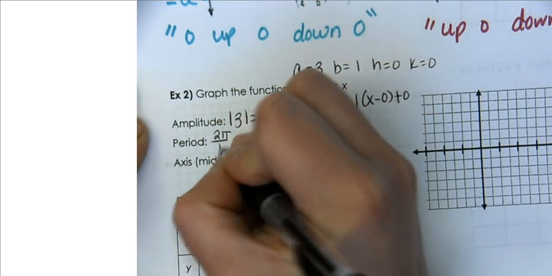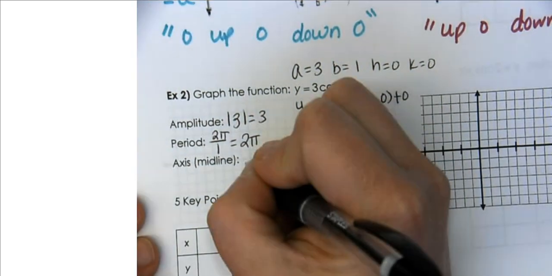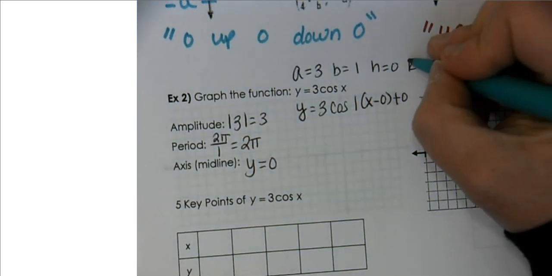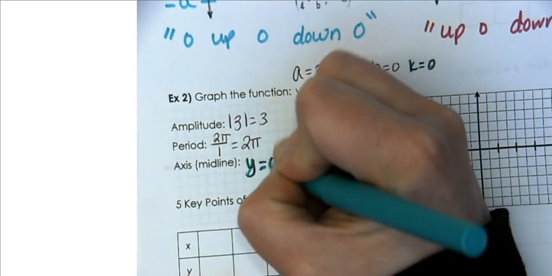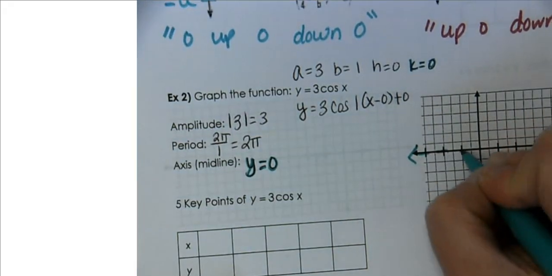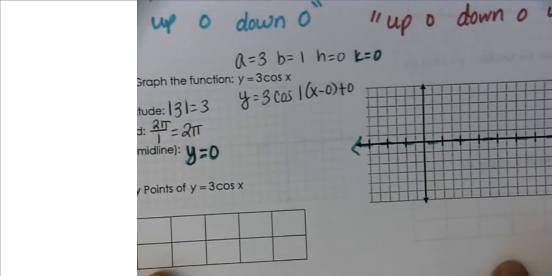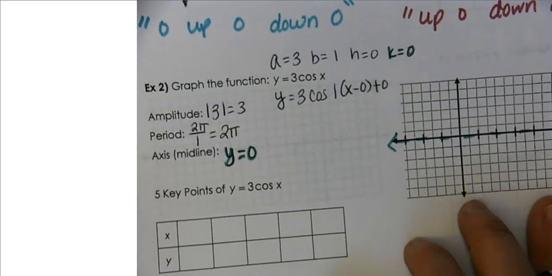Since b is 1, our period is 2 pi. Our midline or axis is at y equals 0, and once again, that is based on the k value. So that k value is at y equals 0. And we're going to go ahead and graph that axis right away.